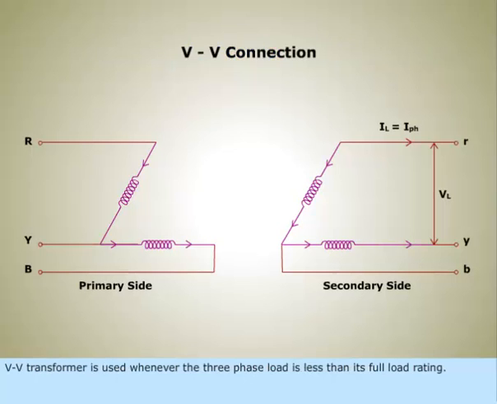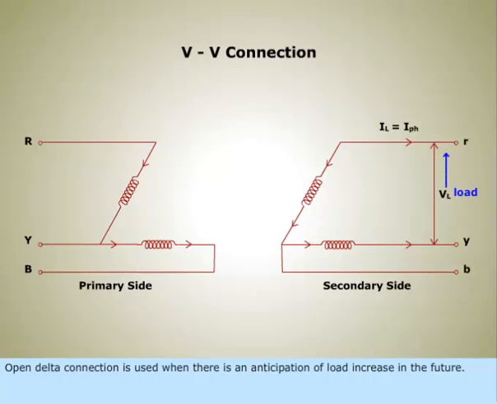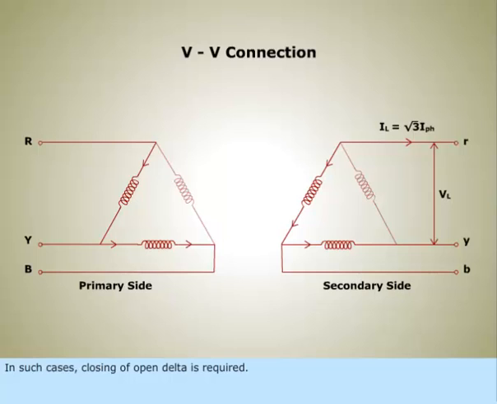V-to-V transformer is used whenever the three-phase load is less than its full load rating. Open delta connection is used when there is an anticipation of load increase in the future. In such cases, closing of open delta is required.